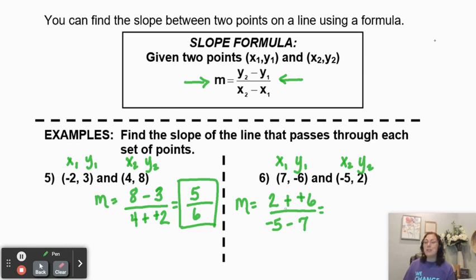So on top, instead of 2 minus negative 6, now I've got 2 plus positive 6, which is pretty simple to just add. And then negative 5 minus 7. So I'm going to change that to plus by changing the sign of the next number. So instead of negative 5 minus 7, now I've got negative 5 plus negative 7, which gives me negative 12. Now, I'm hoping that 8 and 12 are ringing a bell for you. You're thinking, oh, yes, I can reduce that by dividing by 4. Both of those are divisible by 4. So 8 divided by 4 gives me 2, and negative 12 divided by 4 gives me negative 3. So my slope here is negative 2/3.